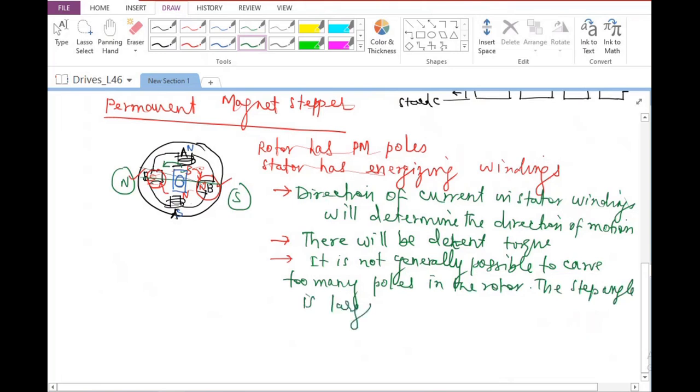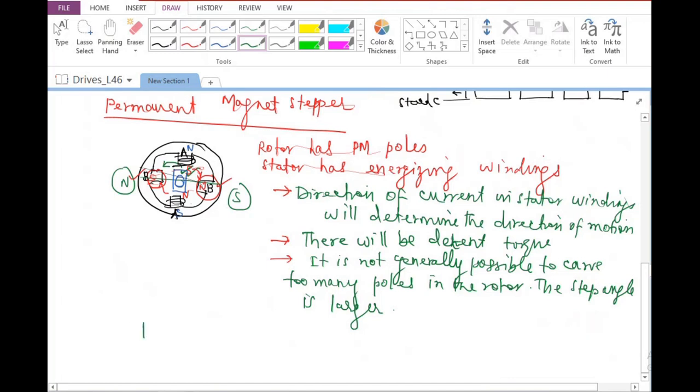But of course, the torque produced will be somewhat higher in a permanent magnet stepper motor because of the presence of at least some magnet on the rotor side. The stator is devoid of magnet. It has only the winding, but the rotor has magnet, because of which you would be able to generate a little larger torque. That is possible.